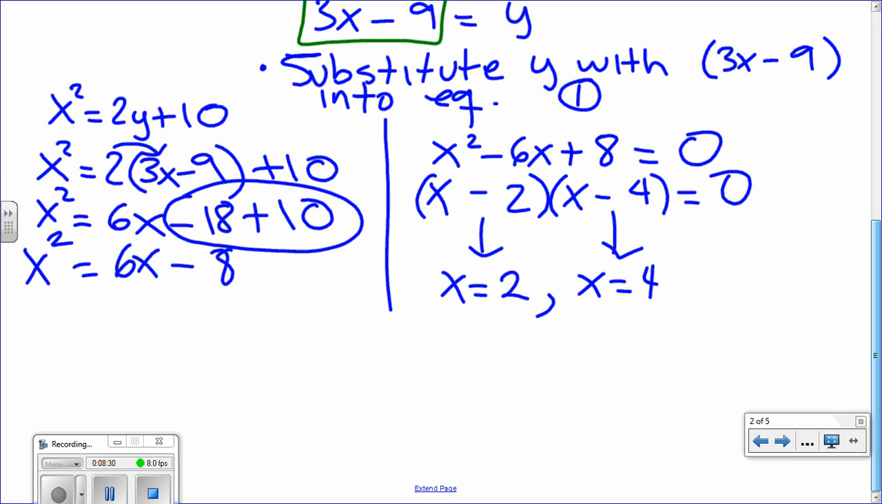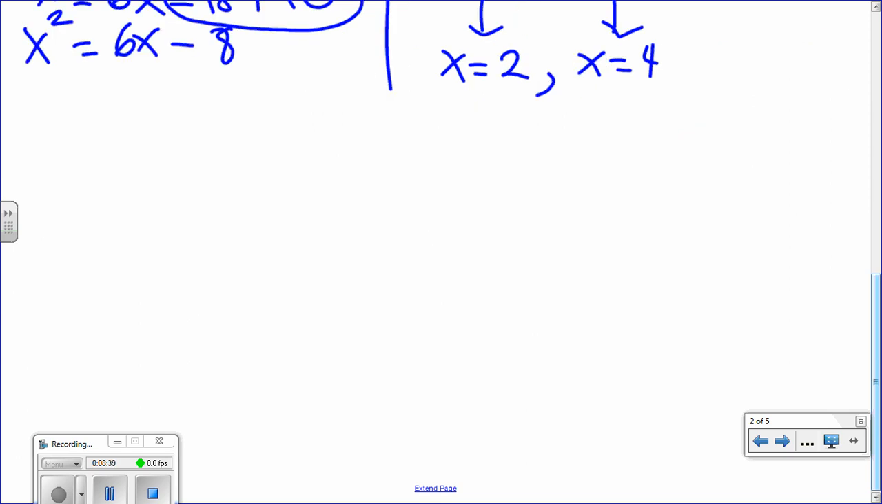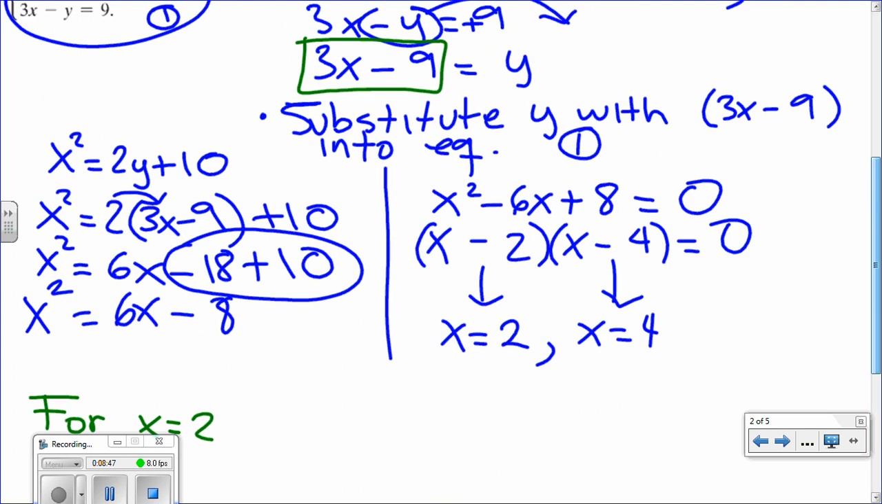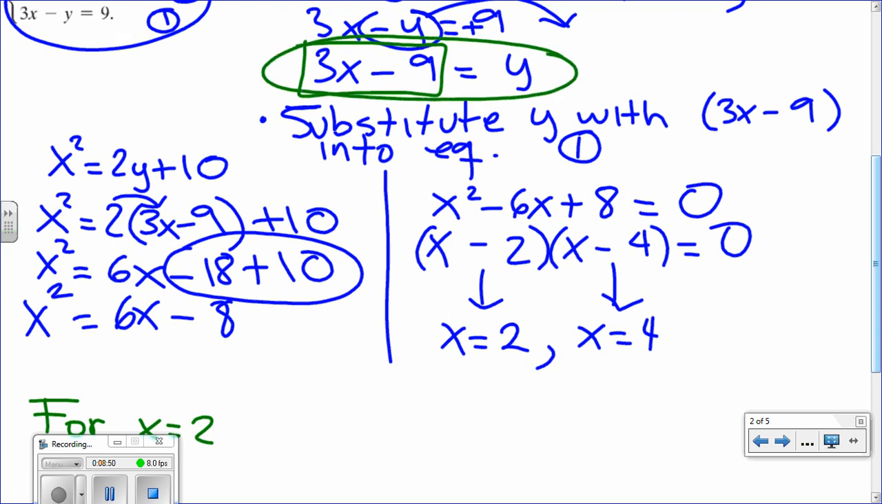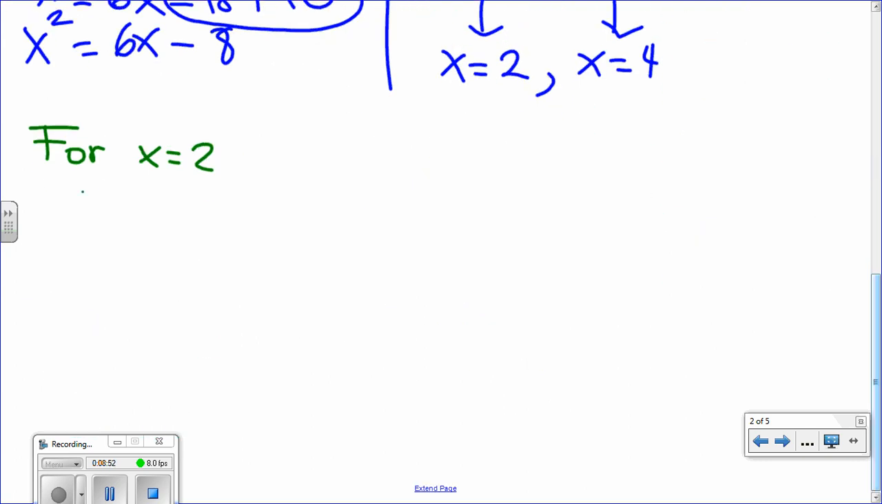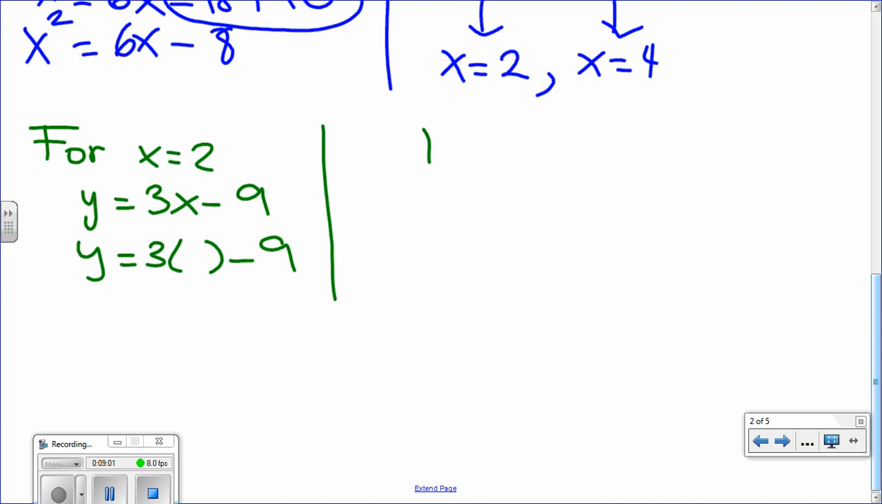Okay, and so from here, what I want you guys to do while I get the image is to find the y solutions. So for x equals 2, you're going to do the back substitution in here: y equals 3x minus 9. Then you will substitute your number there to find both. You're going to do that twice. And then I will be getting the graph.